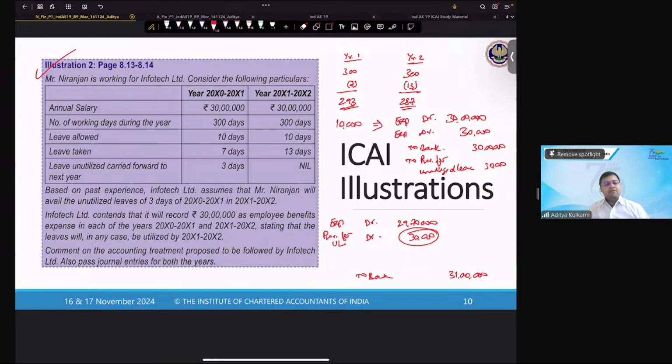31 lakhs. Have you understood this? Yes. And then this difference, 31 minus 30, that is the additional entitlement, is obviously the next year's salary. So that will hit your profit and loss account. So what is hitting the profit and loss is 30 lakh 70,000. And then the provision for unutilized leave, I will be reversing to the extent of 30,000. Have you understood? Yes, Hemant, clear? All right, fine. So that is your question 2.